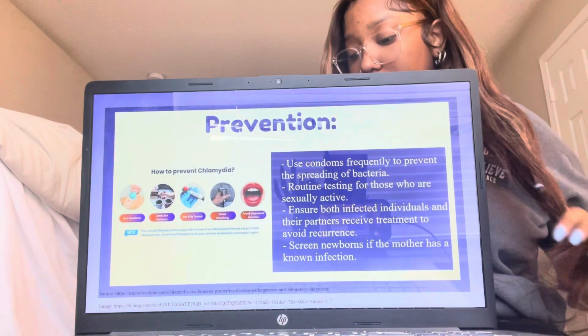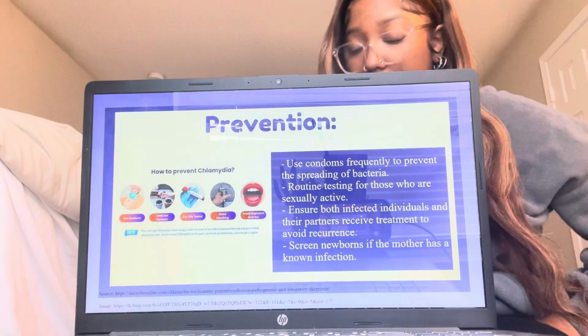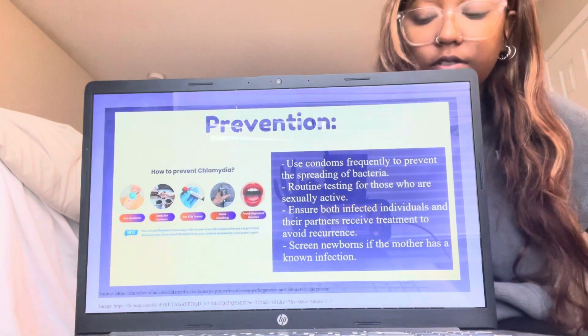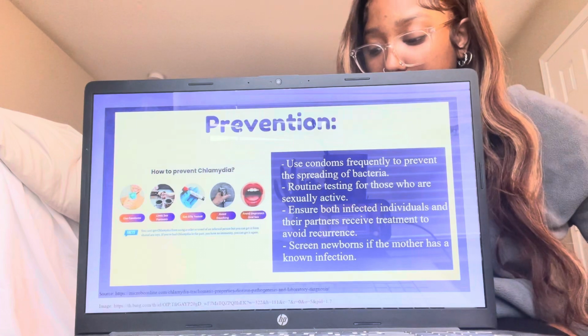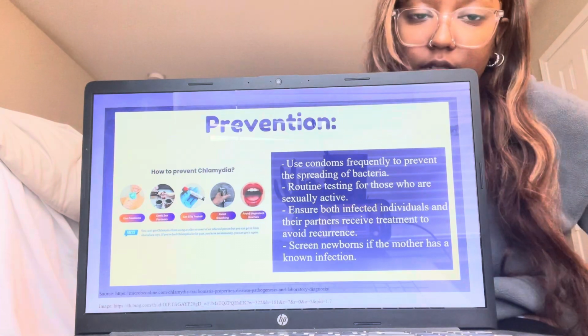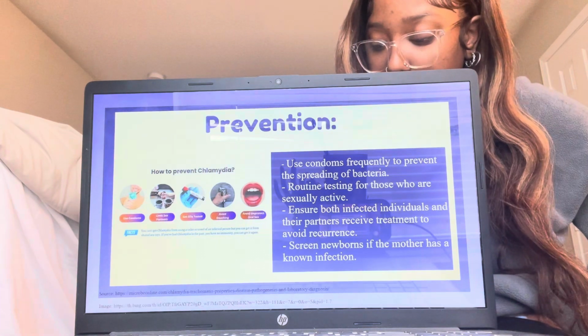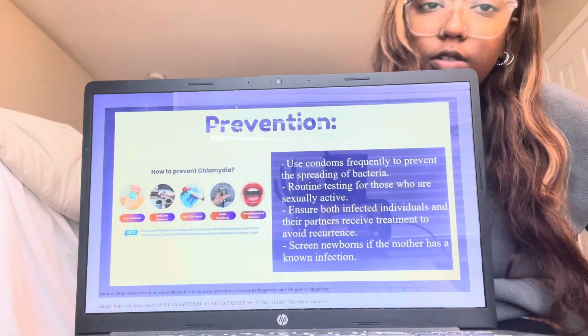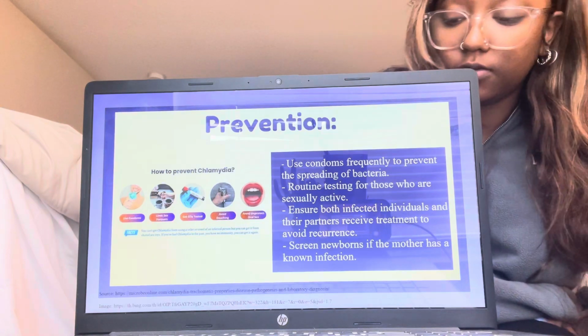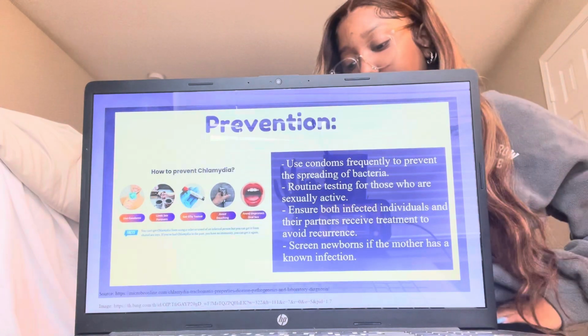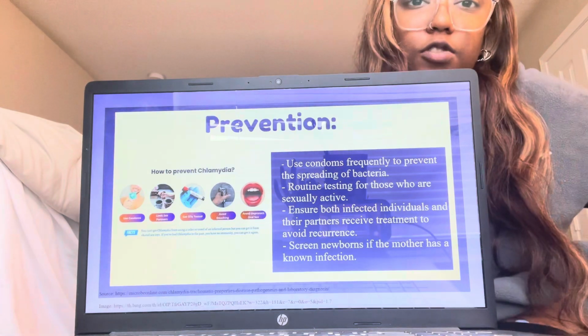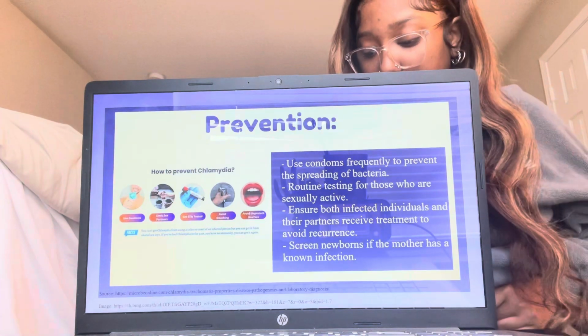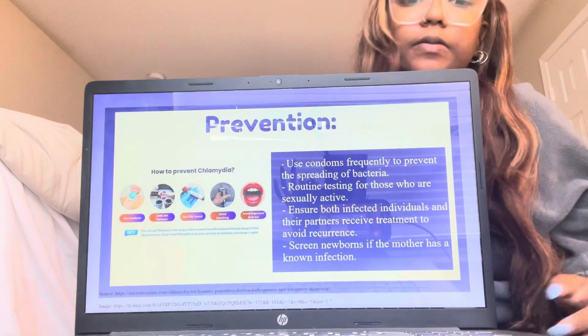Prevention of chlamydia is to use condoms frequently to prevent the spreading of bacteria, get routine testing, and ensure that both sexual partners are currently getting tested. If you do have it, receive treatment to avoid the spreading and reoccurrence, and screen newborns early, in the mother's womb, to show that there is a known infection.